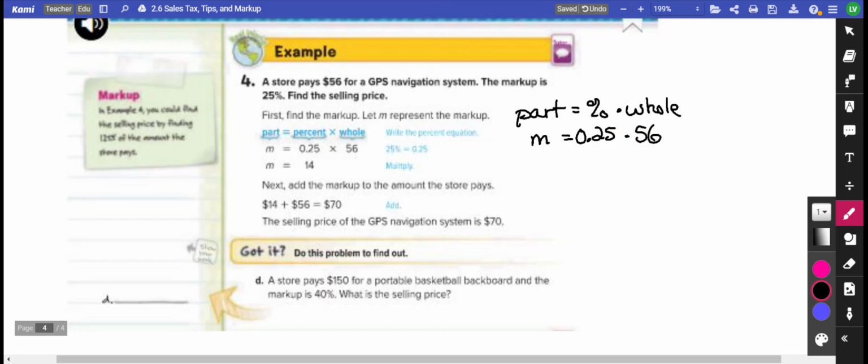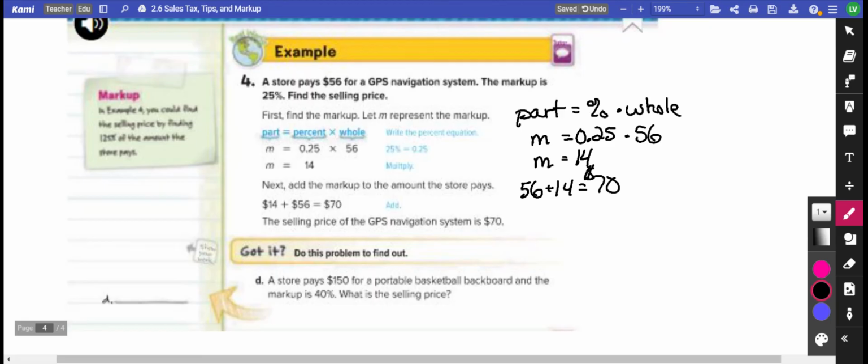So again, we just want to know what the markup is. So we're going to take 25 hundredths times 56, which is 14. So our markup is $14. So we're going to take the base price of $56 and add an additional $14 on top of that. That means that the store is going to sell the GPS navigation system for $70.